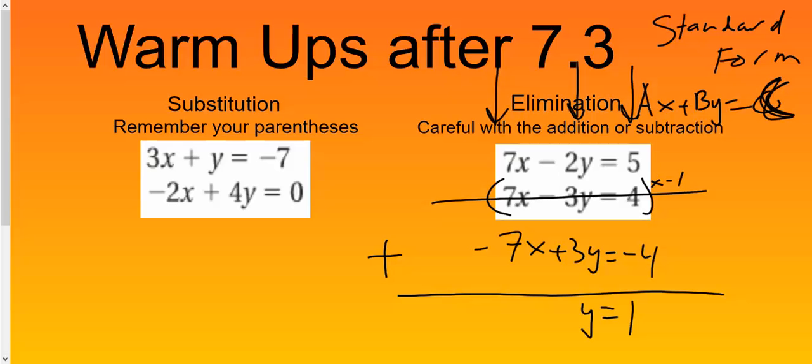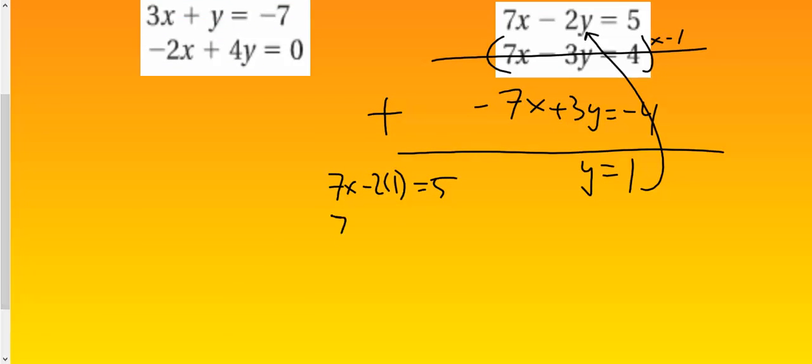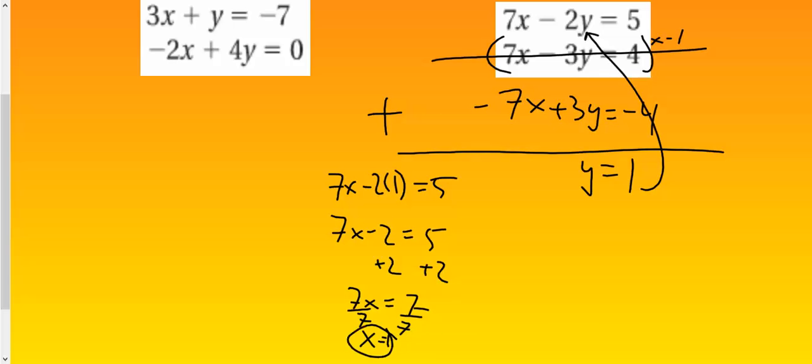Okay, great. Now I have to find my x. So I'm going to plug it into any of these three equations right here. It doesn't matter which one. So we'll just plug it in right there. 7x minus 2 times 1 equals 5. And then we'll figure out what x is. So 7x minus 2 equals 5, add 2, 7x equals 7, and then divide by 7, and x equals 1. So that's the concept of elimination.